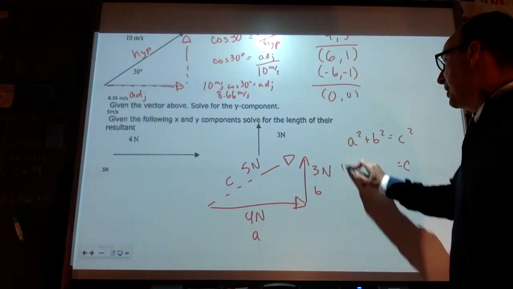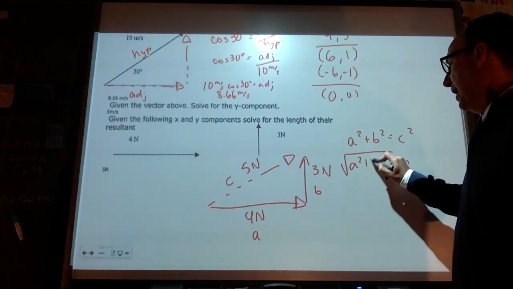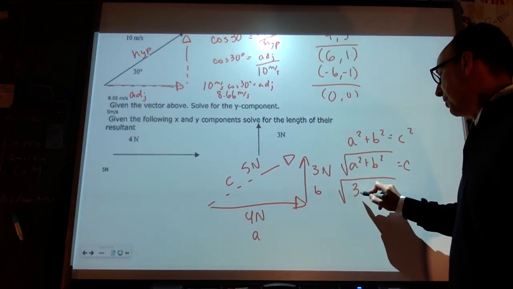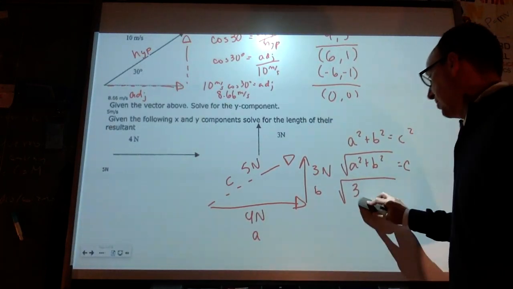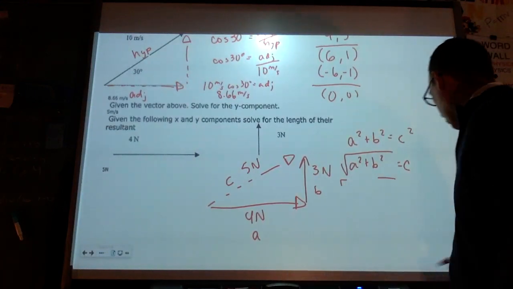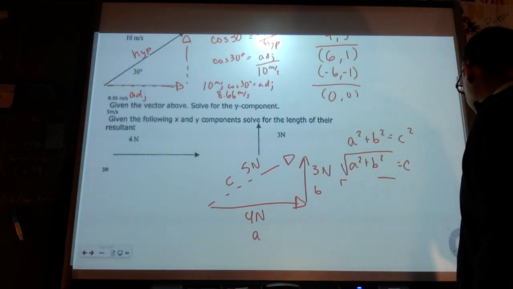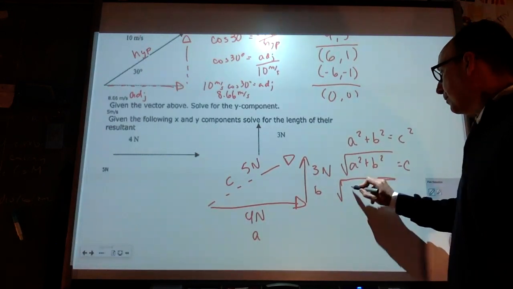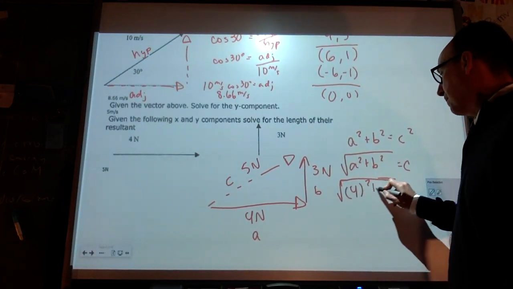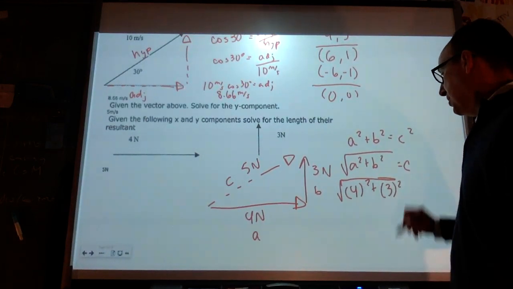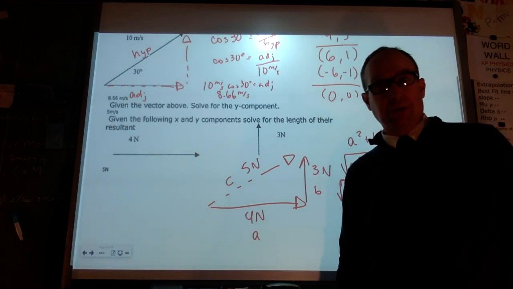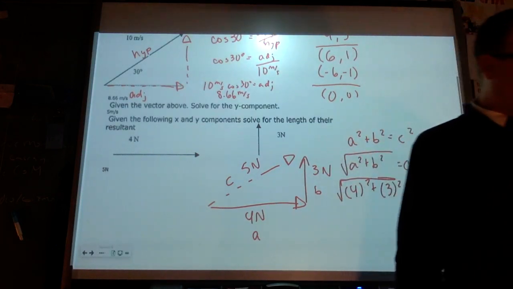So c would be equal to the square root of a squared plus b squared, which is going to be equal to, I said that was a, so I shouldn't write down this. The order doesn't matter, but I should be consistent, right? So I'm going to have 4 squared plus 3 squared, 16 plus 9 is 25. Square root of that is plus or minus 5.